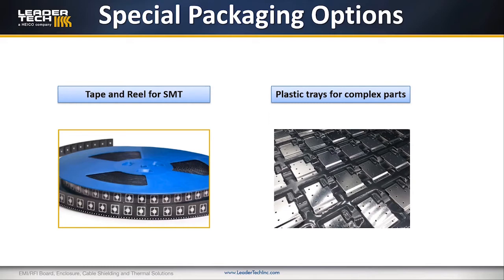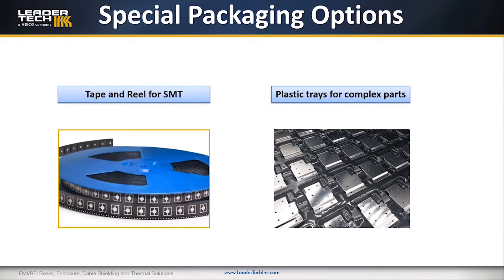The parts that we make are small, and they're made out of thin gauge sheet metal, so they tend to be kind of delicate or fragile. So we have some standard packaging options, but depending on your application, we have a couple of special packaging options.